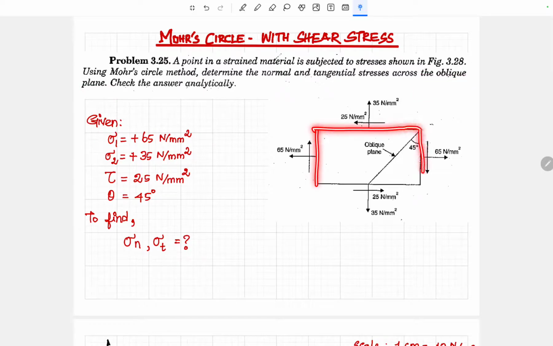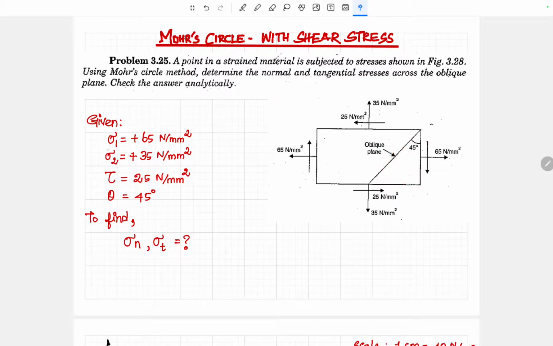So here the member is given and the member is applied by tensile stress along x-axis and y-axis. Along x-axis 65 Newton per mm square, that is sigma 1, and along y-axis in tensile nature 35 Newton per mm square stress is applied, which is sigma 2, and additionally the member is subjected with the shear stress, that is 25 Newton per mm square, that is the toe value, and along the oblique plane which is inclined 45 degree with the minor axis, we need to calculate the normal stress value and also the tangential stress value. Fine.